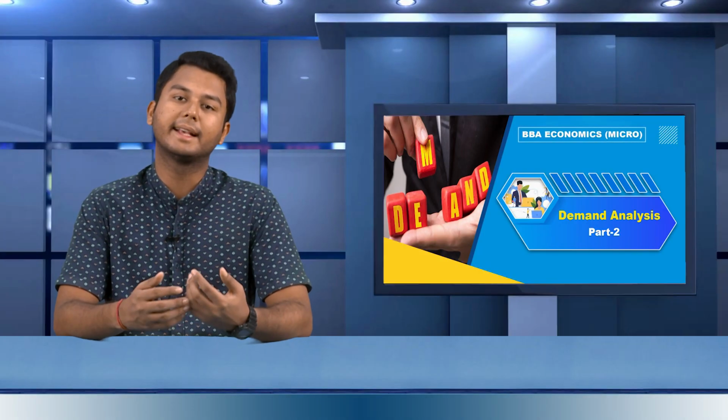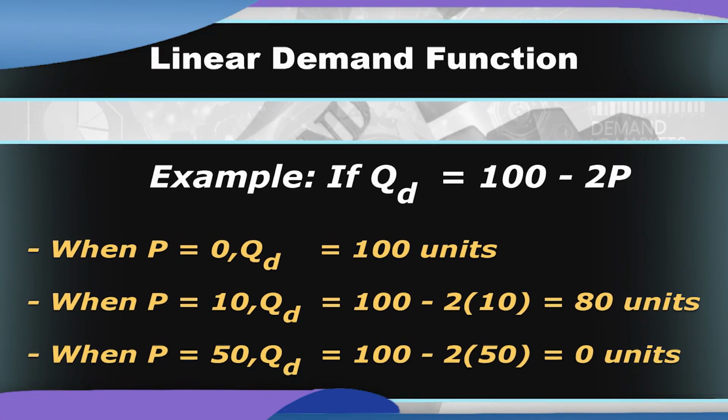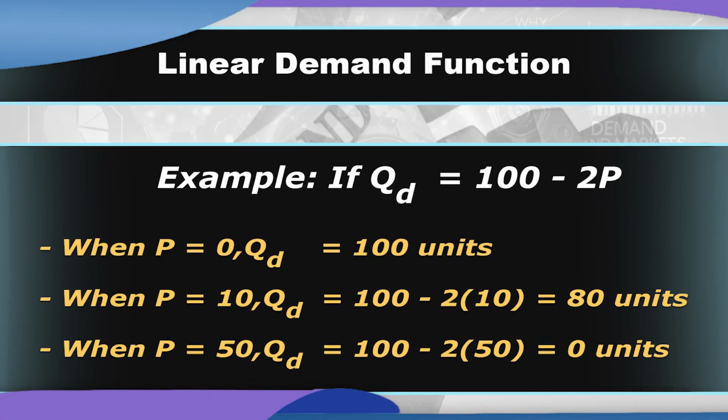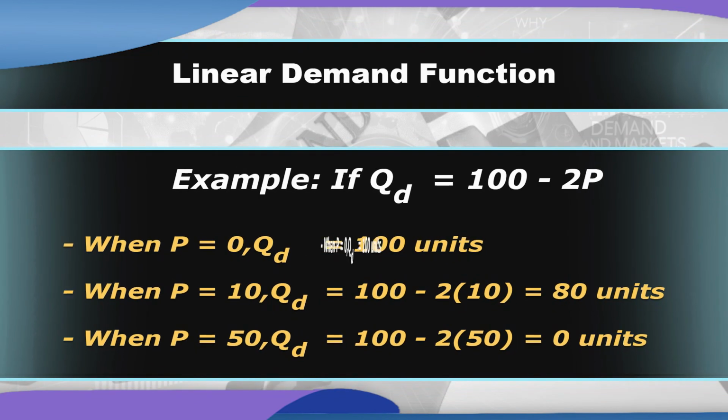Let us look at an example of the linear demand curve. So, a linear demand curve as shown in the example will tell you different quantities demanded when there is a different price. So, once the price is equal to 0, you will have a certain amount of quantity that you can calculate from this function.